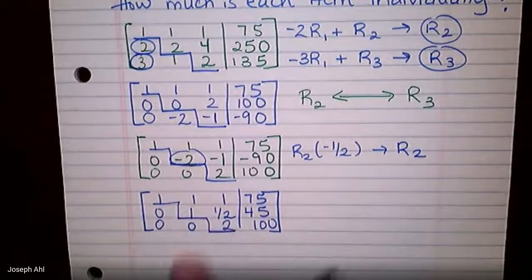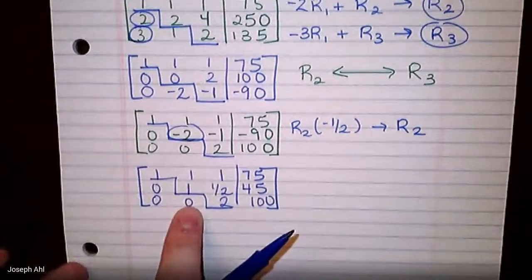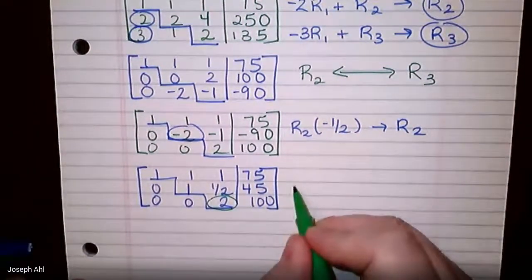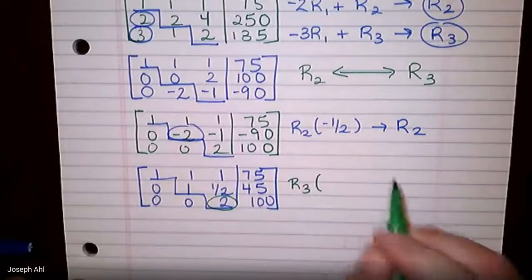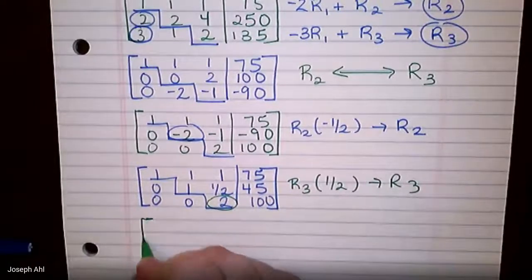And the nice thing about switching those rows, by the way, is notice how that made a 0 underneath this step here. That would have been my next step. Had it not been a 0, I would have had to have changed that. But last thing I got to do is maybe make that 2 into a 1. So take row 3, multiply it by 1/2. That becomes the new row 3.